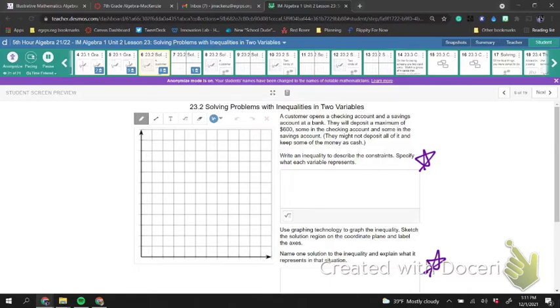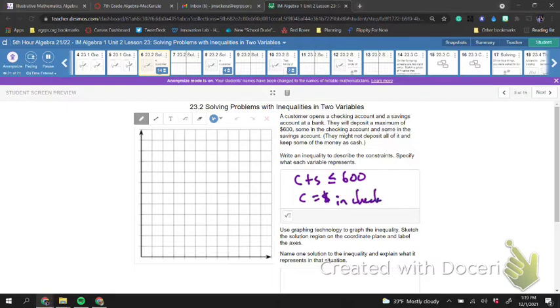Let's get after it. 600 is greater than or equal to C plus S. I'm going to do it like this. The same idea, right? 600 is the most we can have. C would have to be money in checking. And then S would have to be money in savings, right? All right, let's see, will this fit?